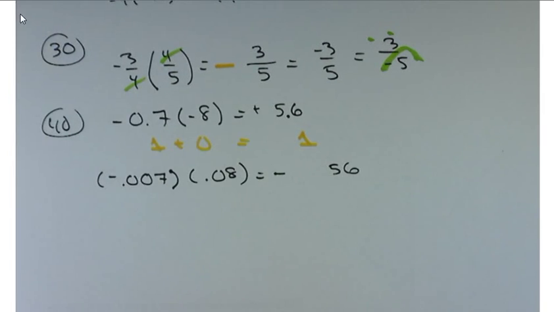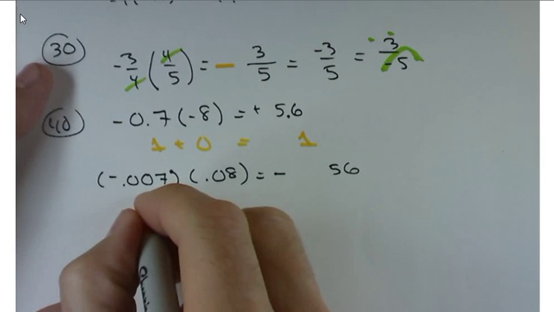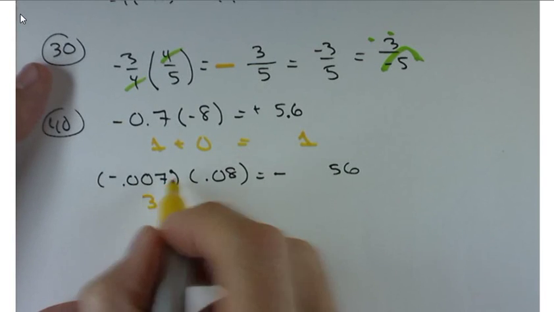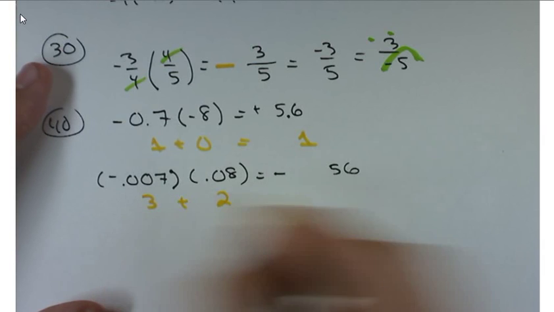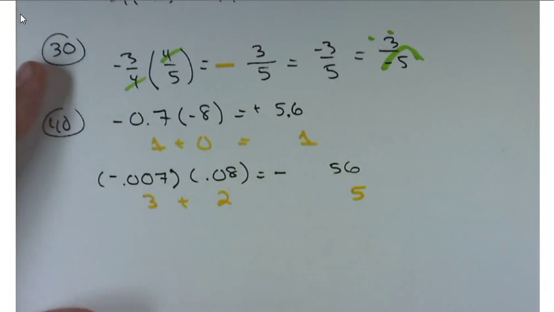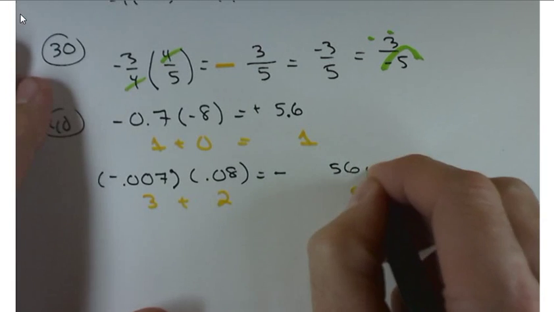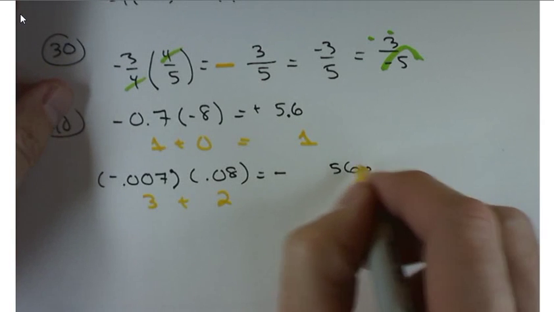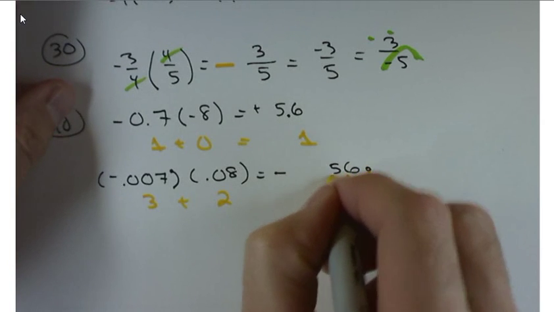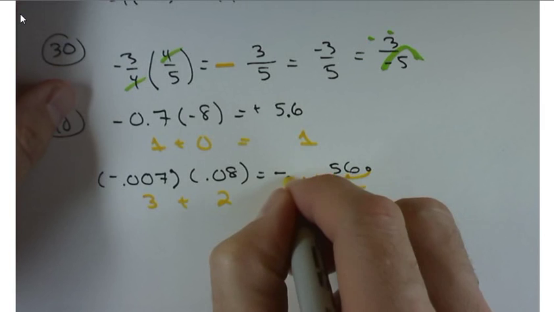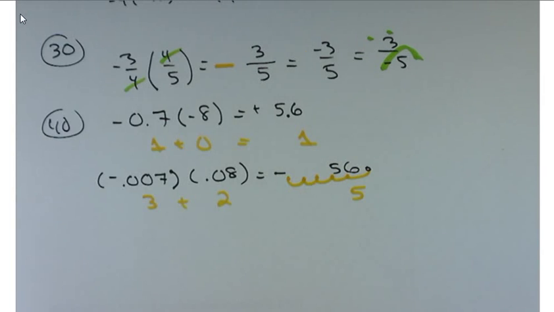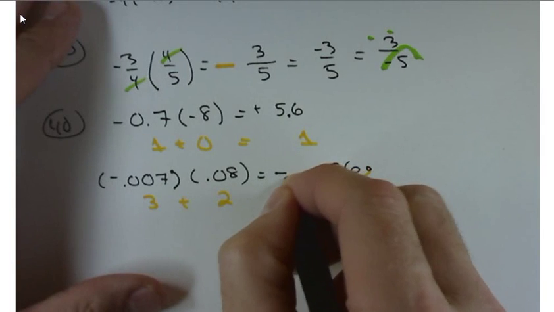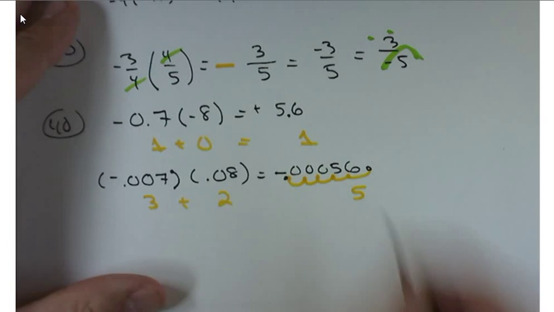But let's keep track of the decimals. There's 3 digits to the right of the decimal here and 2 here. So that means there should be 5 decimal digits in our answer. So let's start here. And then I got to move the decimal left 1, 2, 3, 4, 5 places. Yes. So you're going to have to add some zeros.